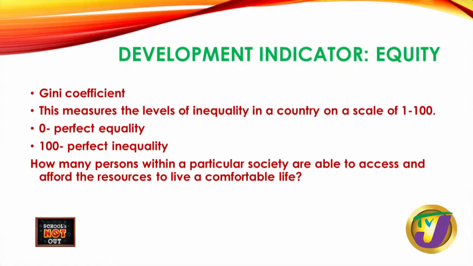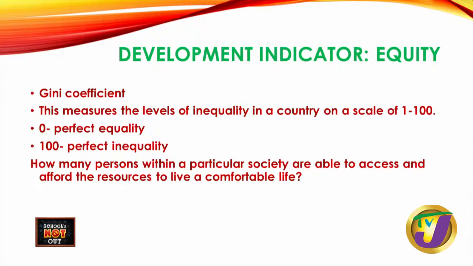This measures the levels of inequality in a country on a scale of 1 to 100. So if you're at 0, then that means you are at perfect equality. Everybody has equal access to resources and things are going well in this country. If you're at 100, you are at perfect inequality, which means that different groupings in the society are not feeling as if the resources are being distributed equitably or that they are being treated fairly in this country. All right? Now, if you are somewhere in the middle, then you can figure out how it goes.